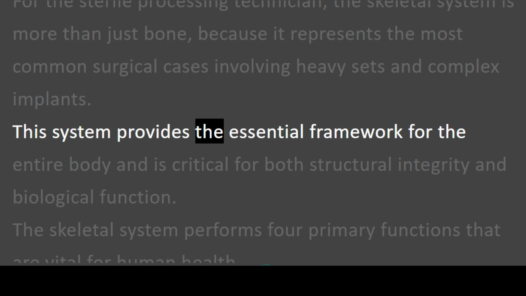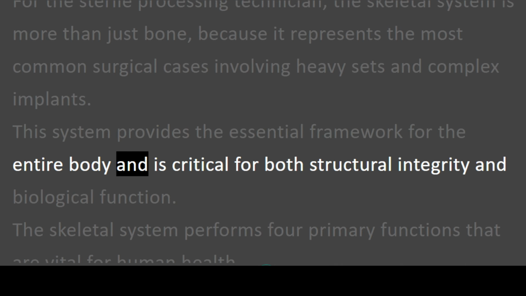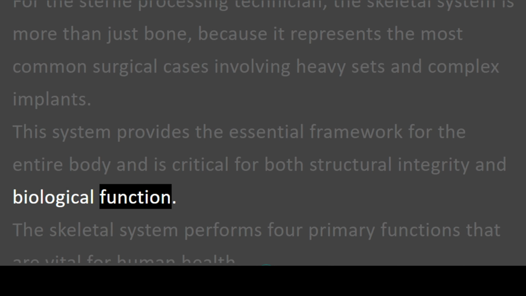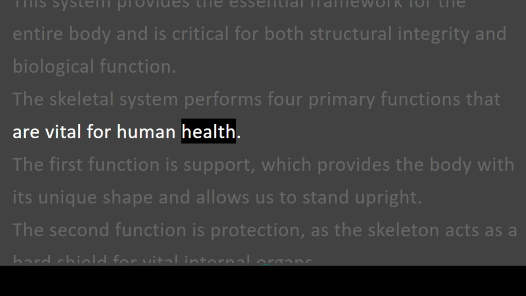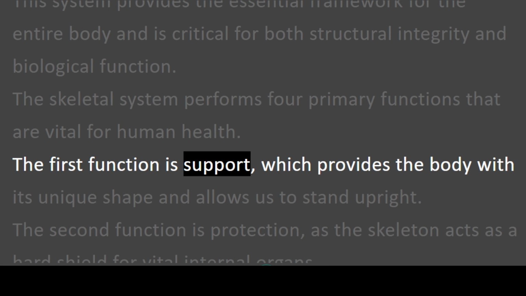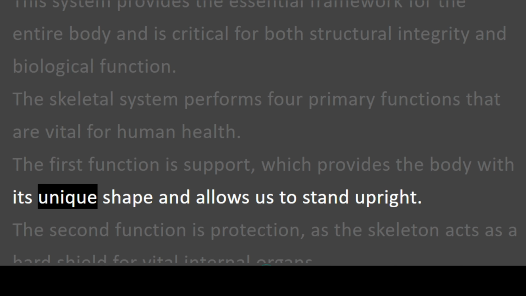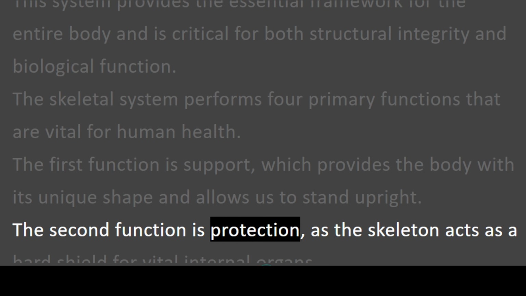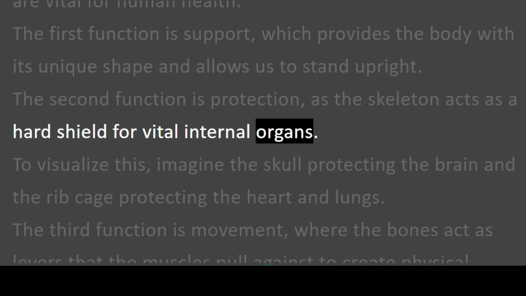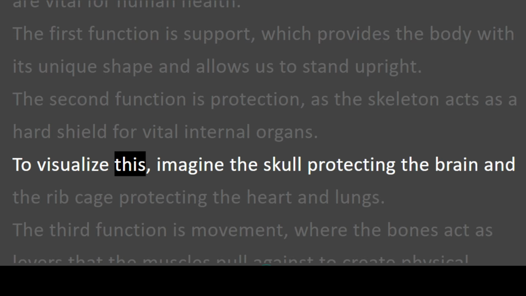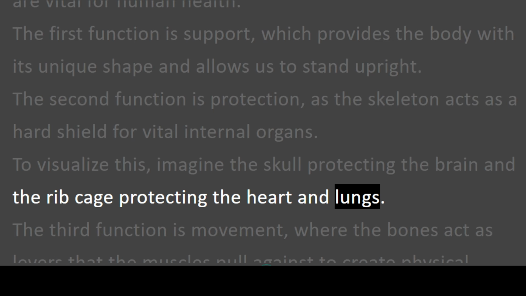This system provides the essential framework for the entire body and is critical for both structural integrity and biological function. The skeletal system performs 4 primary functions that are vital for human health. The first function is support, which provides the body with its unique shape and allows us to stand upright. The second function is protection, as the skeleton acts as a hard shield for vital internal organs. To visualize this, imagine the skull protecting the brain and the rib cage protecting the heart and lungs.